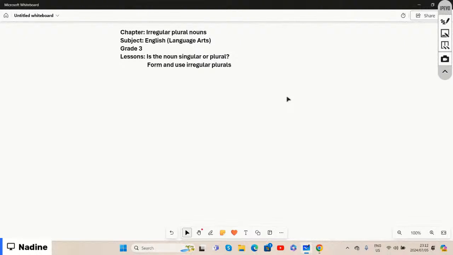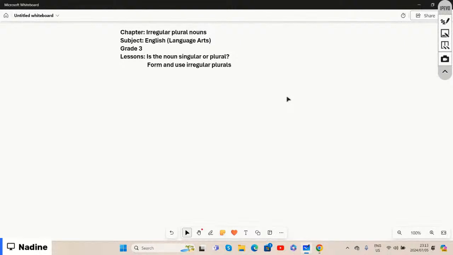But if it is plural and there's more than one person, animal, place, or thing that does an action, then we do not add s or es to our verb, right? So also we have regular singular and plural nouns. If it's regular, singular is referring to one person doing something, and plural is referring to more than one person doing something, right?